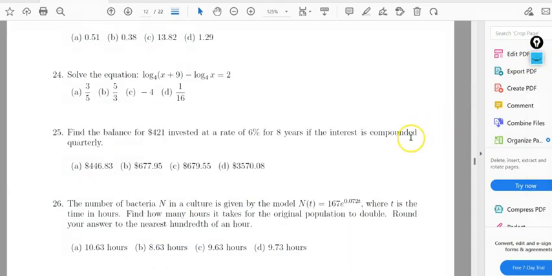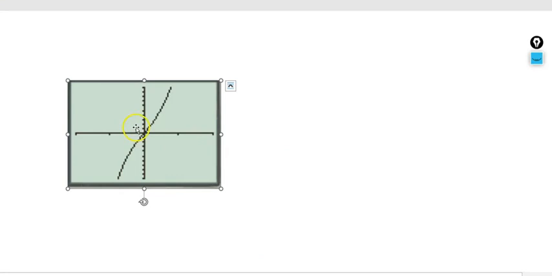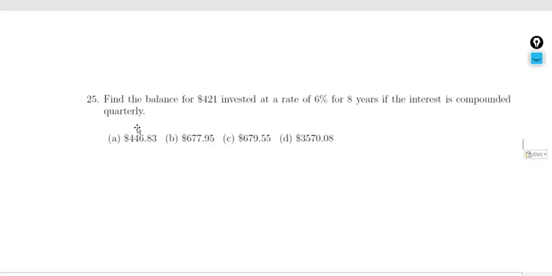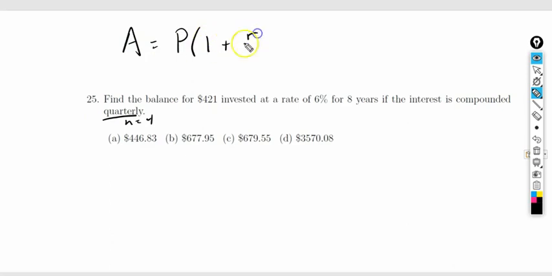Okay, so you notice here, number 25, you have not been given the formula. You have to know the formulas. So we've been told it's compounded quarterly. So we're going to need the formula for when it's compounded n times a year. So we have n is equal to 4 because it's compounded quarterly. That's our starting amount. That tells me that r is 0.06 and t is equal to 8.